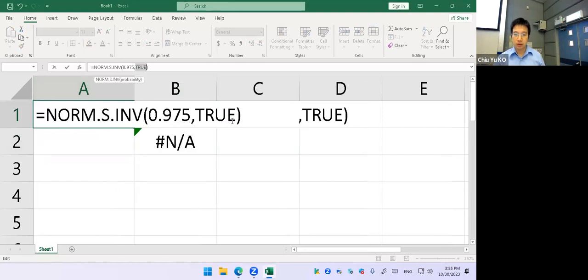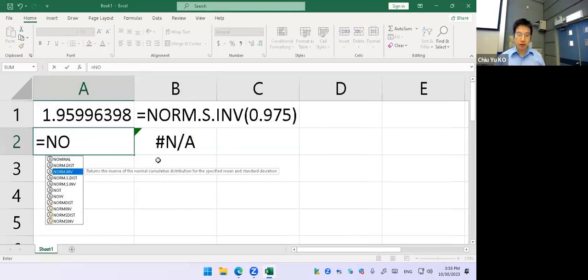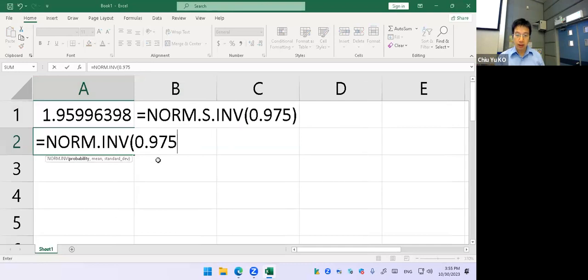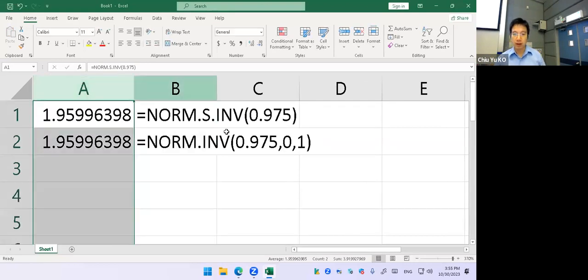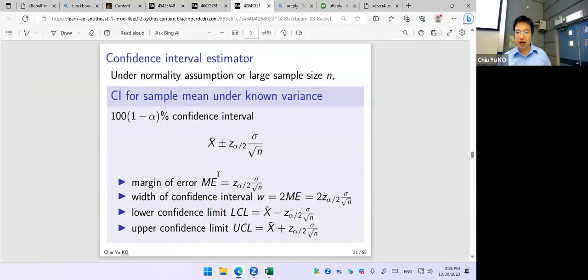It's the inverse. And I can do NORM.INV, then I put 0 and 1, the same thing. But this table, you read from the area to the number, which is the inverse. Is that clear what we are doing? We look at the area, and we ask what is the number down there that refers to the area.